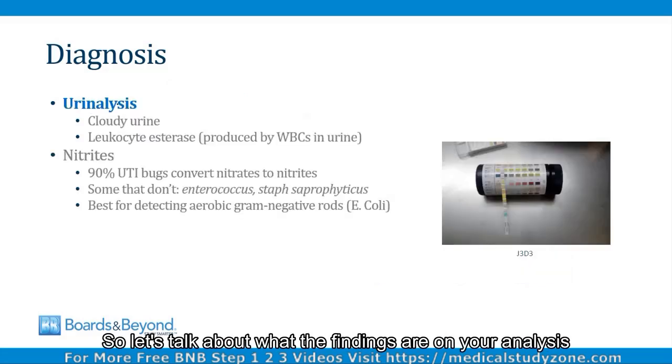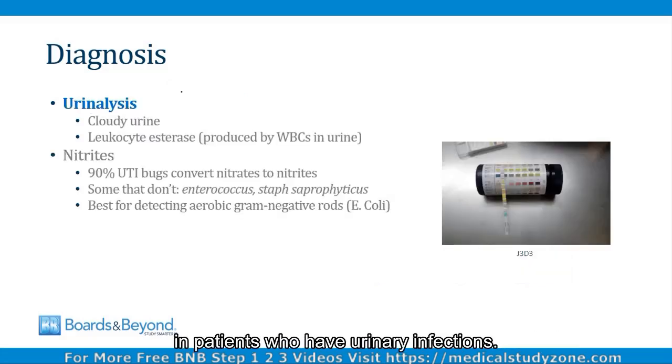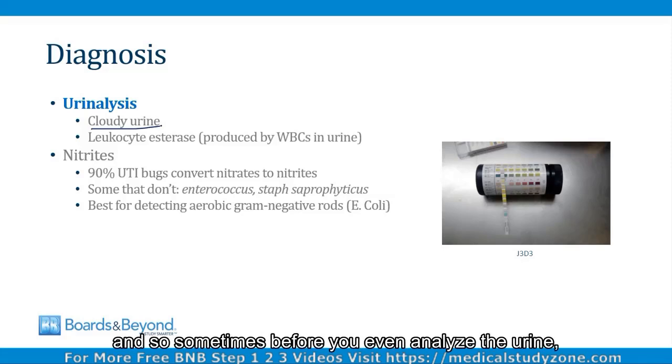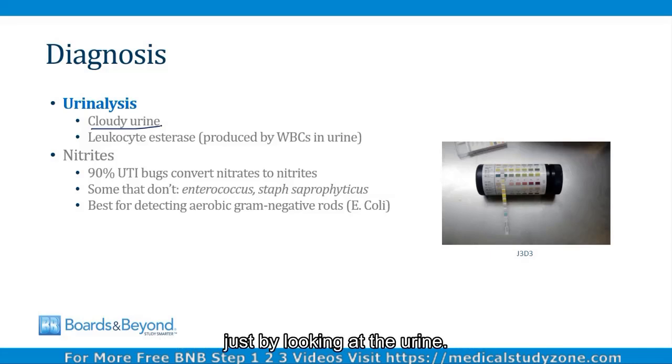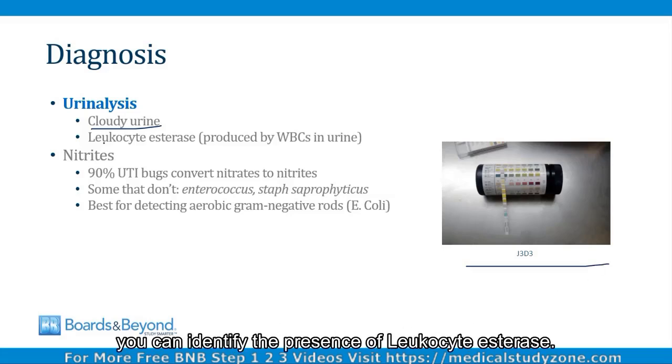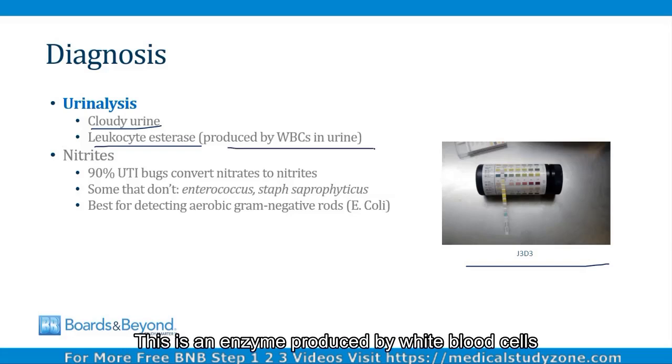So let's talk about what the findings are on urinalysis in patients who have urinary infections. First of all, the urine is often cloudy in patients who have urinary infections, and so sometimes before you even analyze the urine, you can surmise that there is an infection present just by looking at the urine. If you do a urine dipstick test like shown on the screen here, you can identify the presence of leukocyte esterase. This is an enzyme produced by white blood cells in the urine.